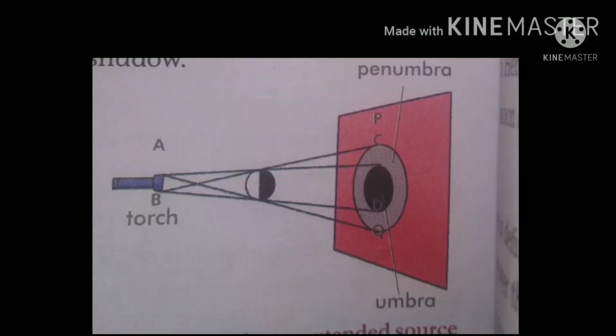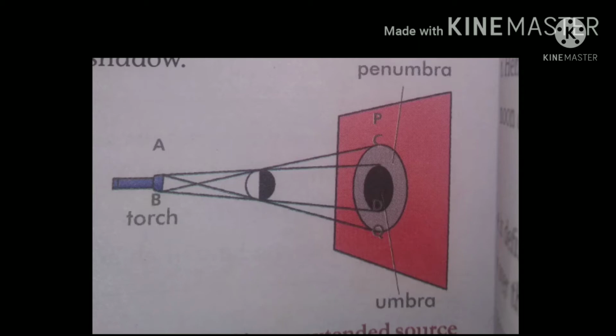Then, apart from your book, we have to learn the shadow has two parts. They are umbra and penumbra. Okay, umbra means, see this picture, the dark patch of the shadow on the wall where no light is able to reach is called umbra. Okay, that means the dark place of the shadow. Then what is penumbra?